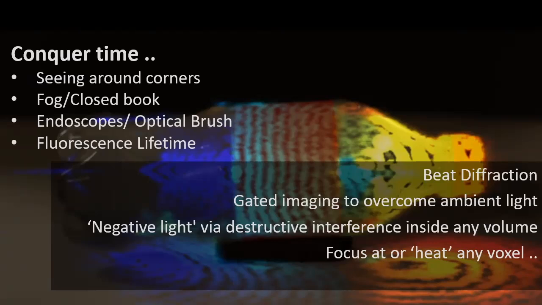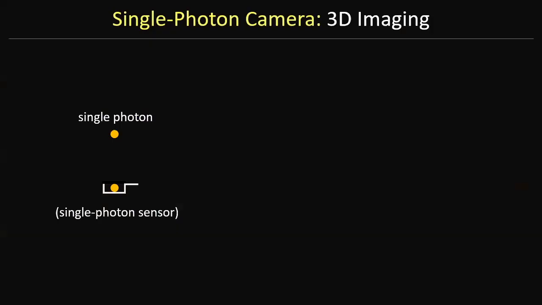You can deal with ambient light by taking a picture only within 1 picosecond. The sun is not as bright as you would think. In 1 trillionth of a second, the sun doesn't bother you, but your light source can be bright enough in that particular window. Or we can create negative light by using destructive interference, and so on.